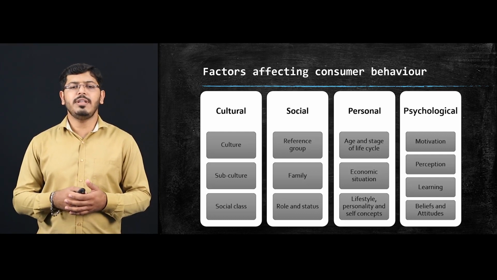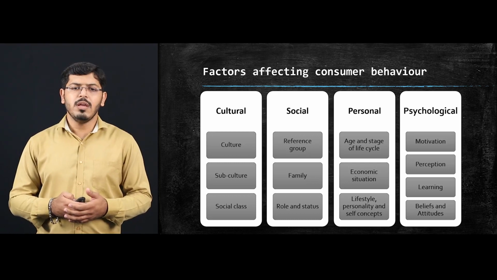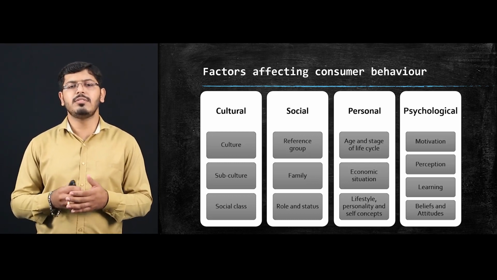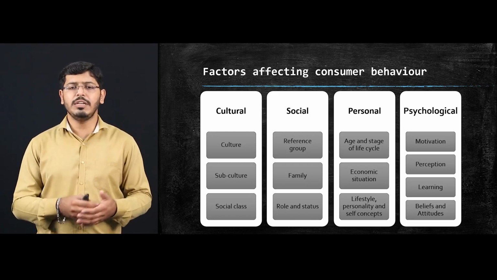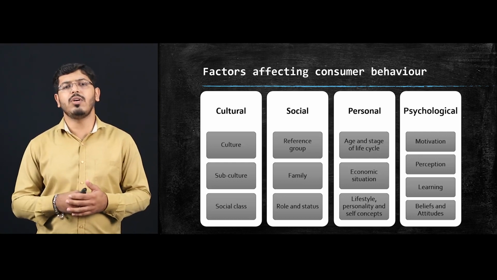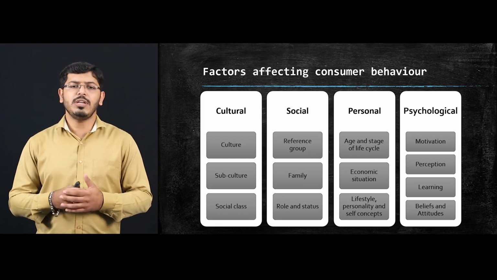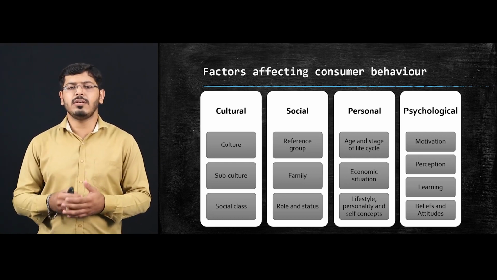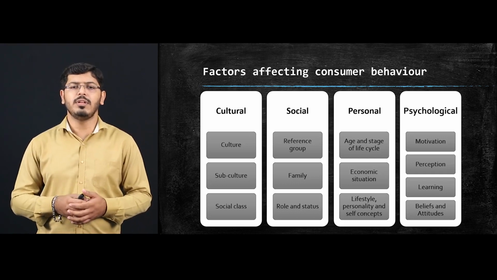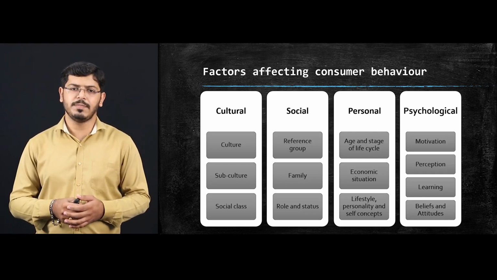Social class. These are relatively homogeneous and enduring divisions in a society. They are hierarchically ordered and their members share similar values, interests and behavior. Social classes reflect income as well as occupation, education and other indicators. Social class is indicated by a cluster of variables rather than by any single variable. Social classes often show distinct product and brand preferences.